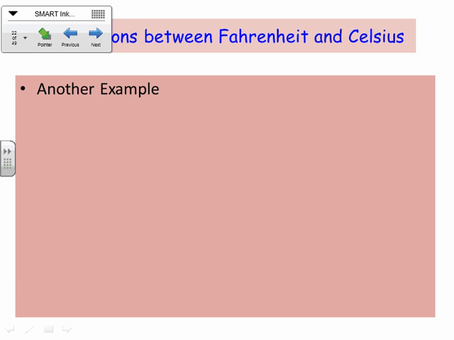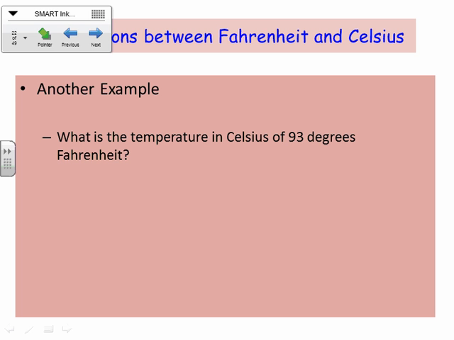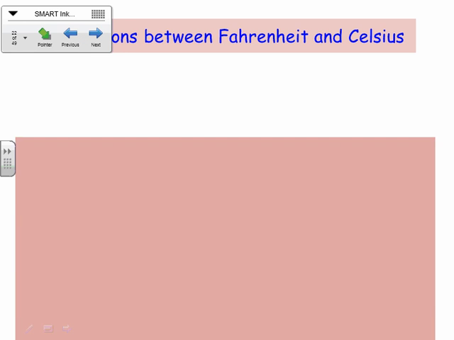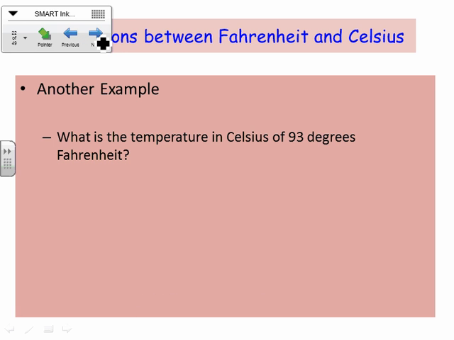All right, another example here. The temperature in Celsius of 93 degrees Fahrenheit. So now we need to look at the other formula because now we have the Fahrenheit and we're trying to figure out the Celsius. So the formula on this one, go back to it for a second. We take the Fahrenheit minus 32. You have to do that part first, and then you multiply by 5/9. So we've got 93 minus 32, times 5/9. This is degrees Celsius.